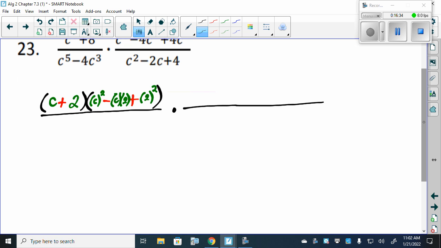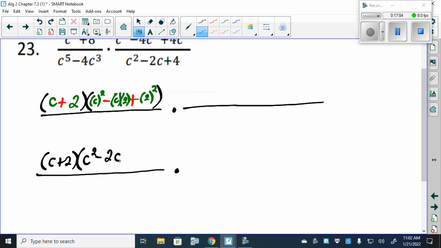That's a little interesting for that quadratic part, maybe. Let's go on and finish out the cubic and see what happens with this here. So the first one is just going to be c plus 2. And the second part, well, we'll have c squared, minus c times 2 is 2c, plus 4.